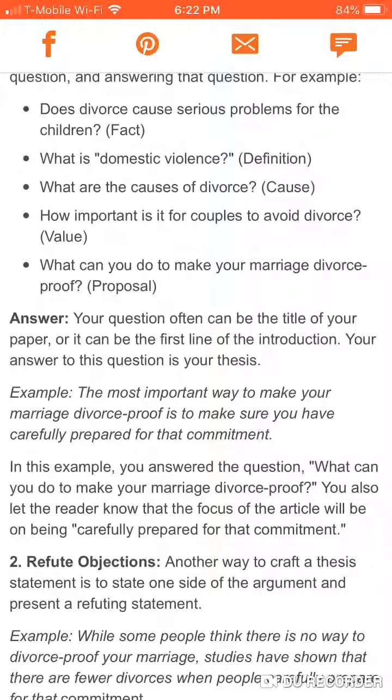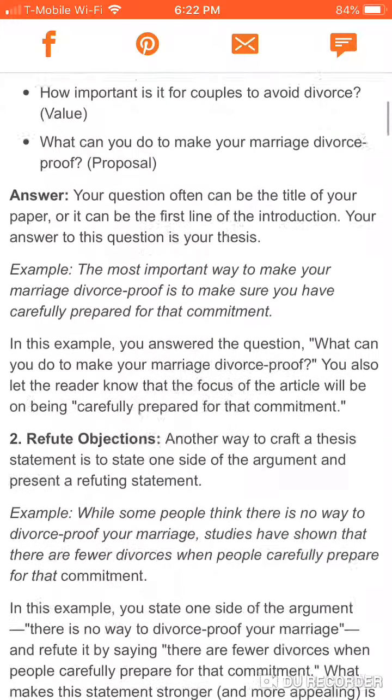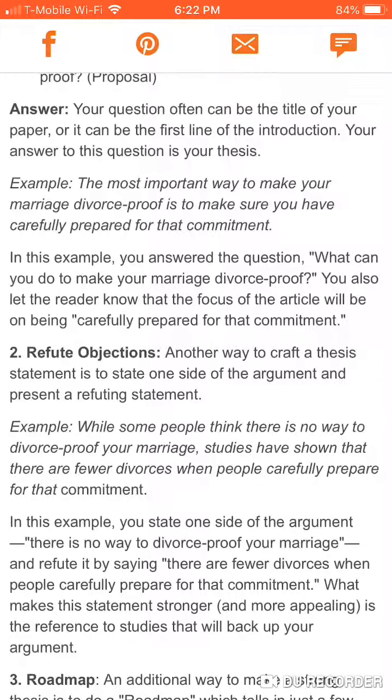2. Refute objections. Another way to craft a thesis statement is to state one side of the argument and present a refutation. Example: while some people think there is no way to divorce-proof your marriage, studies have shown that there are fewer divorces when people carefully prepare for that commitment. In this example, you state one side of the argument, there is no way to divorce-proof your marriage, and then refute it by saying there are fewer divorces when people carefully prepare for that commitment. What makes this statement stronger and more appealing is referring to studies to back up your argument.